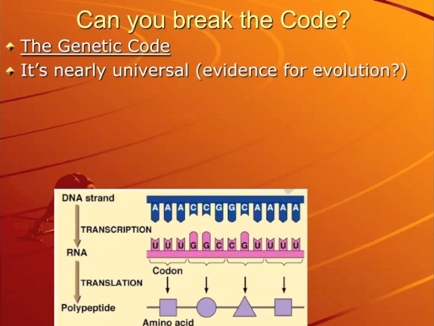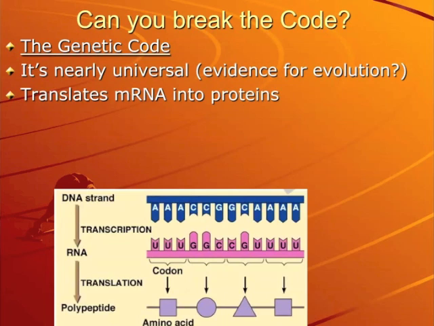So the code of translation is very important. It's the genetic code, which is nearly universal between all organisms, which is slight evidence for evolution. It translates the mRNA into proteins, and it is set up in what's known as codons. Codons are 3 nucleotides long. It's kind of like if our language only had 3-letter words. We have 26 letters in our alphabet, and if we only had words made up of 3 letters, similar to the genetic code, those words would be called codons.